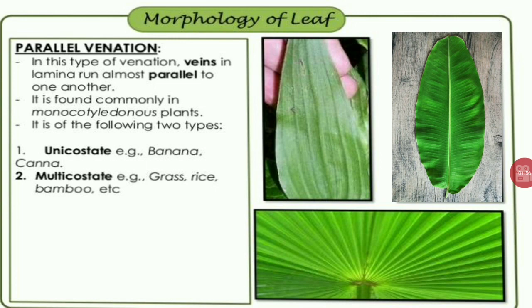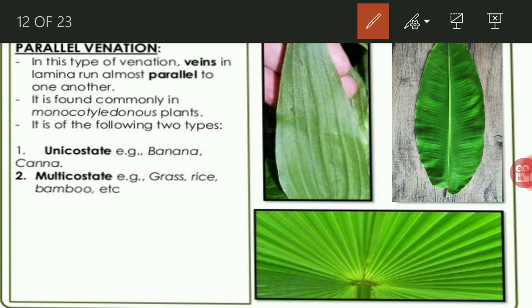You can see in the picture that the veins are running parallel to each other. This type is commonly found in monocot plants, the plants which have a single cotyledon. Parallel venation is divided into two types, unicostate and multicostate. Unicostate means having a single prominent vein, as you can see in banana leaves, and the other is multicostate venation, which shows many prominent veins. You can see such kind of leaf in grasses, rice and bamboo.